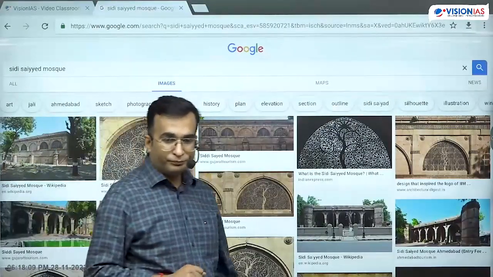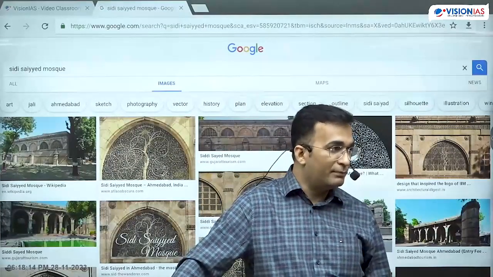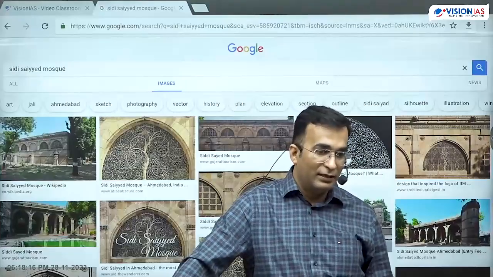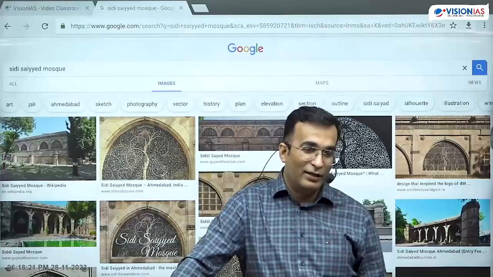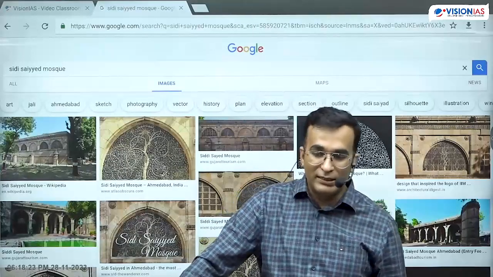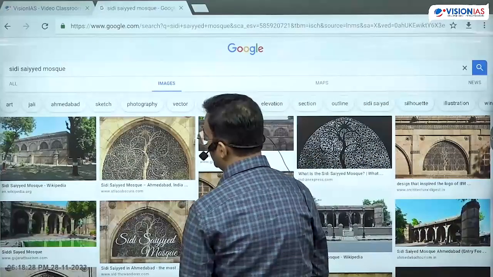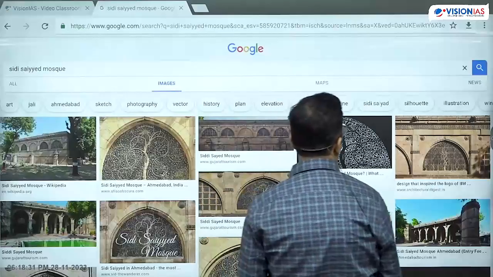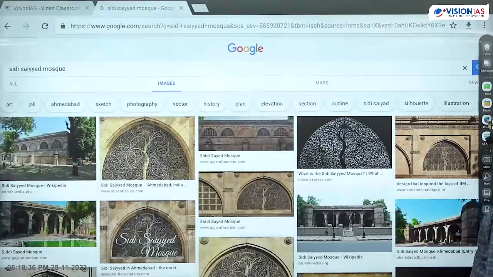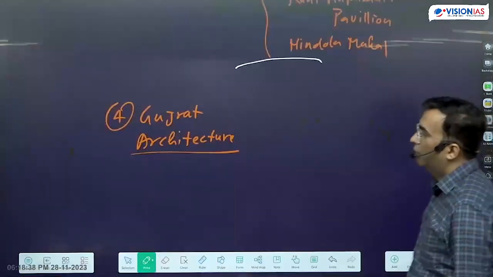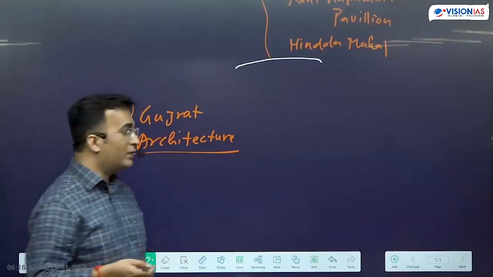Then mention, further examples you write, Teen Darwaza, Lal Darwaza, Old Ahmedabad City Complex, etc. Done? So this is about the Gujarat architecture.